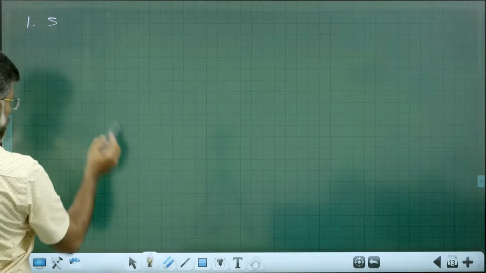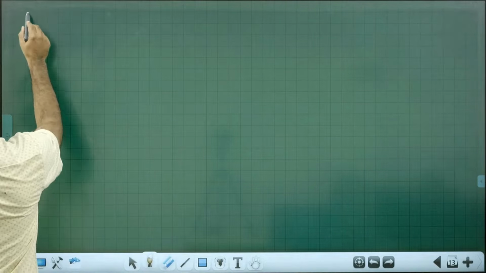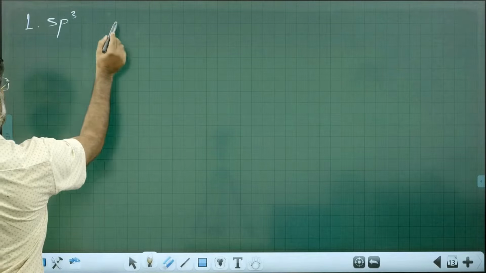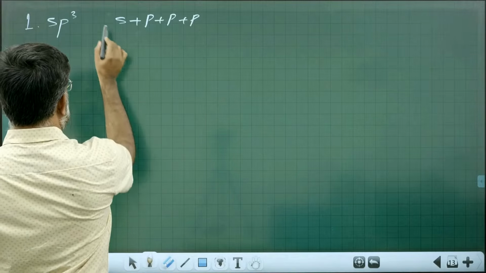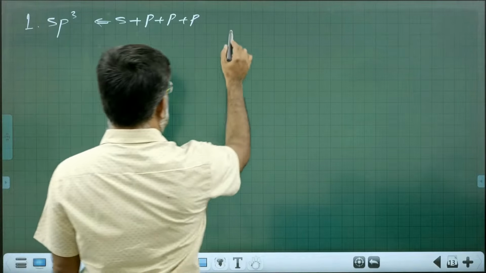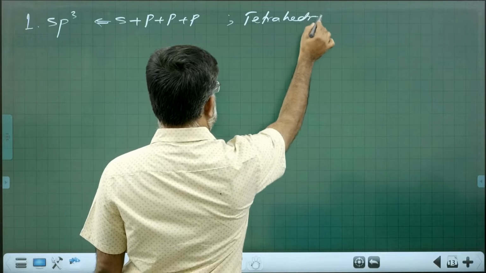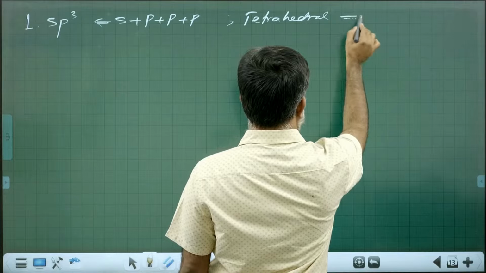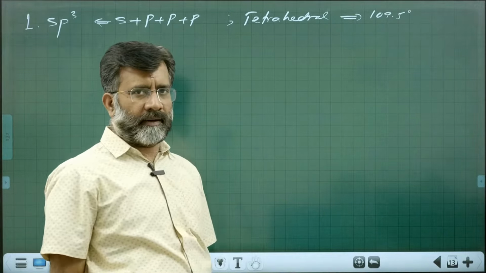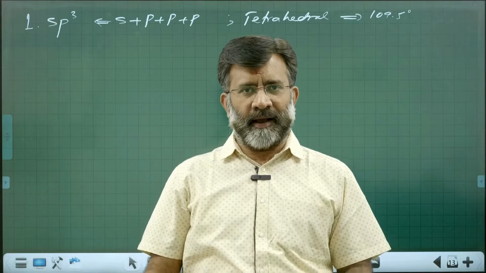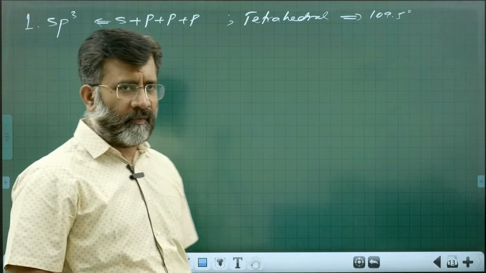So, sp3 means one s orbital and three p orbitals, giving sp3 hybridization. The shape of the molecule is tetrahedral, and the bond angle is 109.5 degrees. That is the bond angle. sp3 hybridization. How did sp3 come? One s orbital and three p orbitals. Right? What are the other cases?